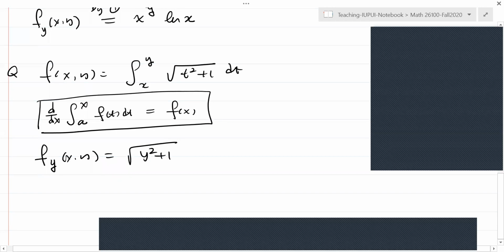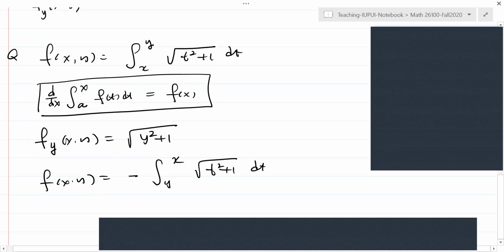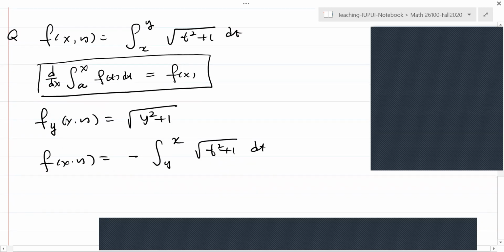But in order to find the partial derivative with respect to x using the above formula, I need to express it in this form, with a negative sign and the integral from y to x. I have to put the x on the top. So now y is a constant and x is the variable. When I differentiate with respect to x, then you can apply the above formula. The negative sign is still here. All I have to do is treat y as a constant, not a variable. So it's just negative x squared plus 1. You see it's slightly different.